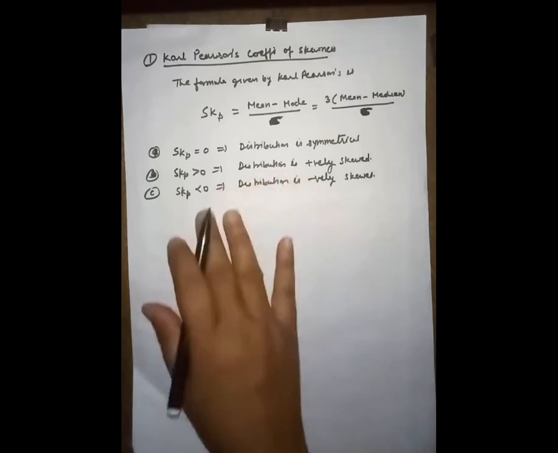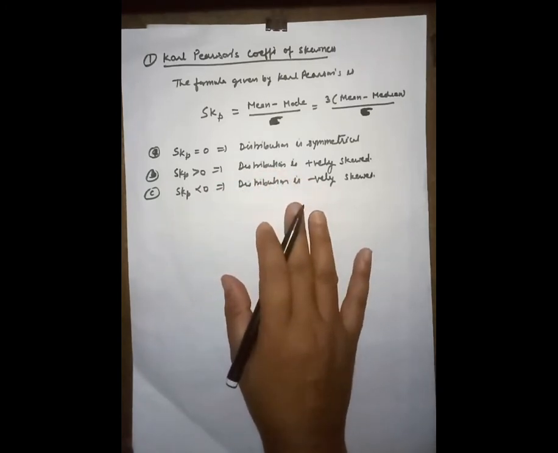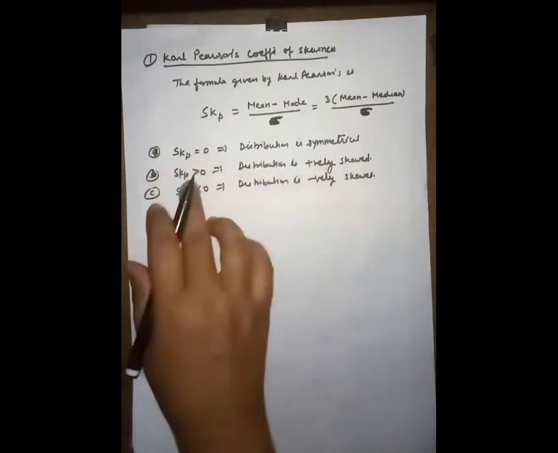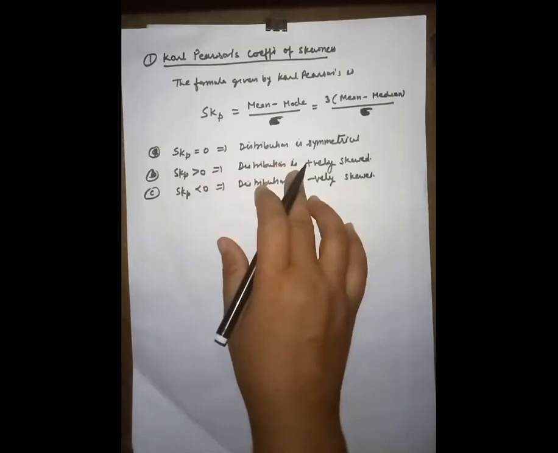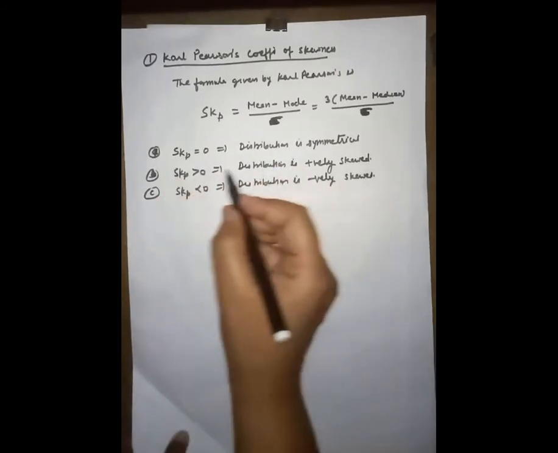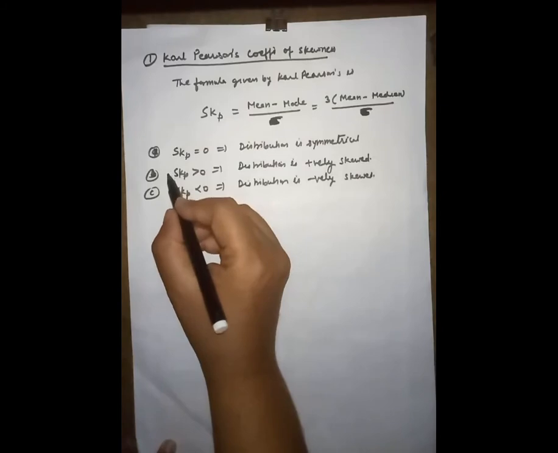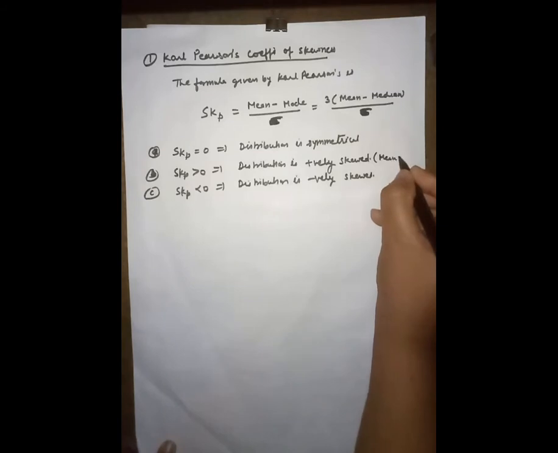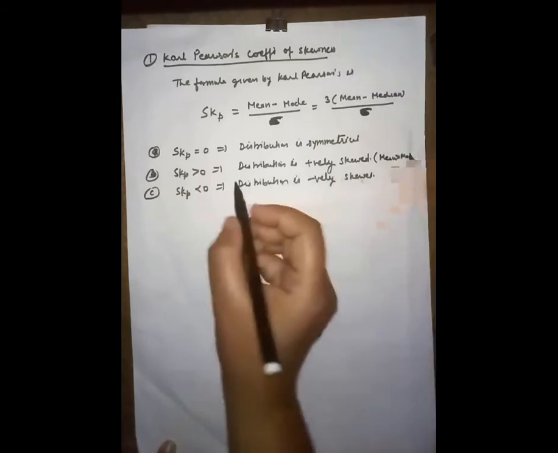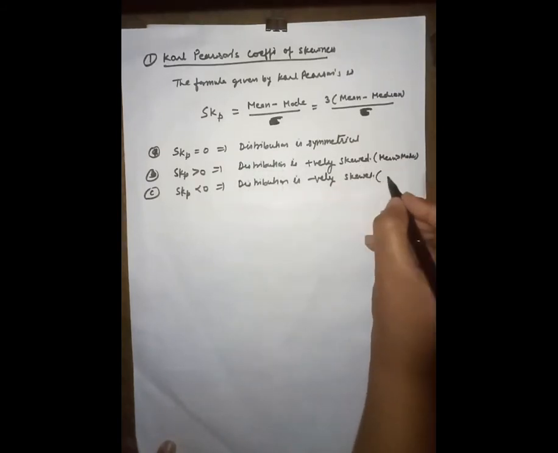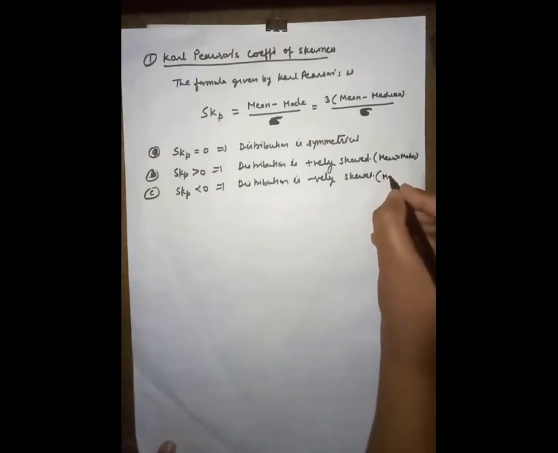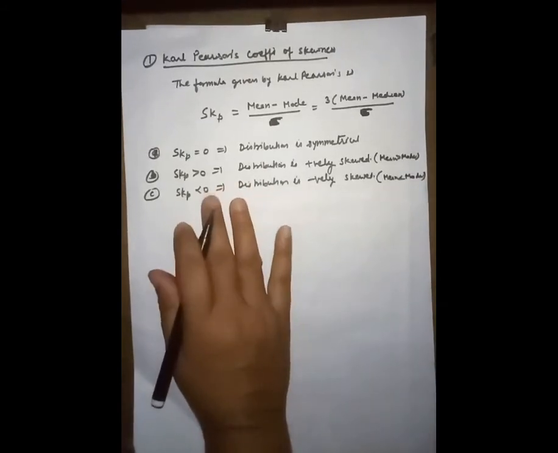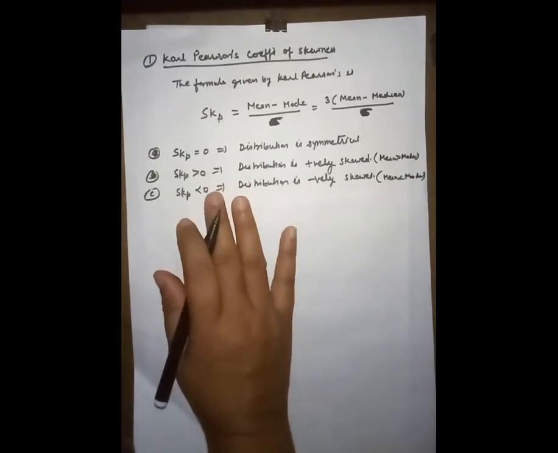Normally the coefficient of skewness lies between plus and minus 1. If the mean is greater than the mode, the coefficient of skewness will be positive, so the distribution is positively skewed. And if the mean is less than the mode, then the distribution is negatively skewed, right friend?